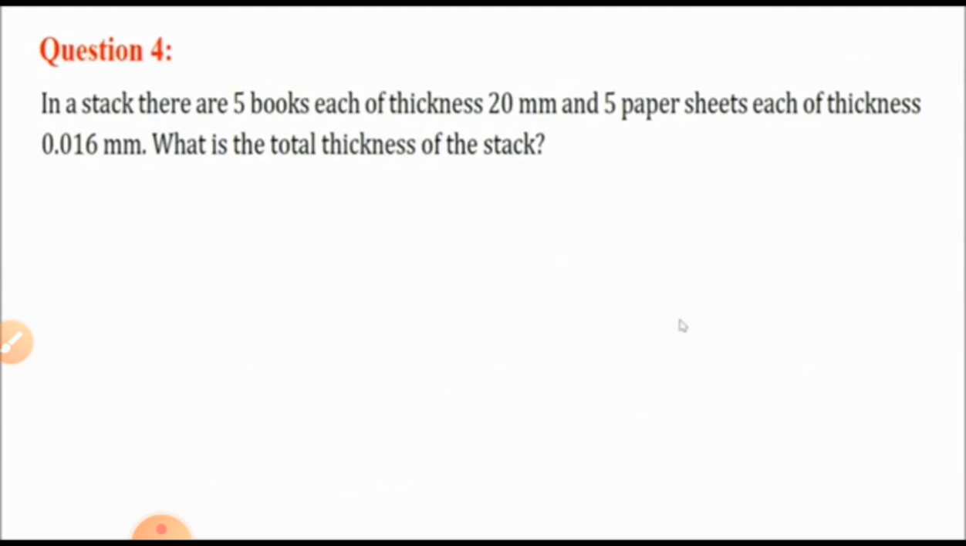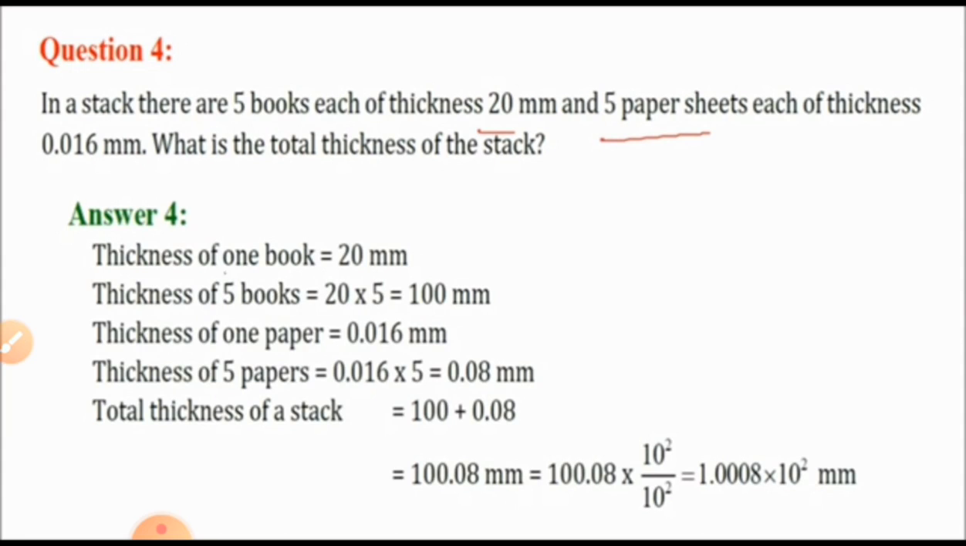0.07 millimeter. Question 4. In a stack there are 5 books, each of thickness 20 millimeter, and 5 paper sheets, each thickness 0.016 millimeter. What is the total thickness of the stack? One placed over the other, son. Thickness of 1 book is how much? This much. Thickness of 5 is how much? Multiply by 100 millimeter. Thickness of 1 paper is how much? This much. Thickness of 5 paper will be how much? 0.08 millimeter. What will be the total thickness of a stack, son?